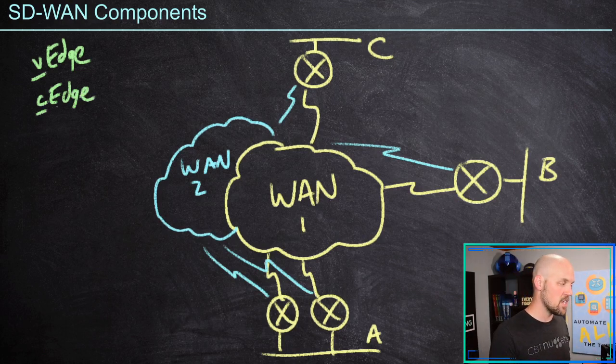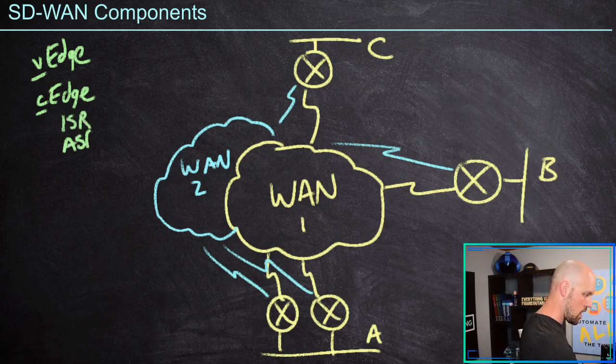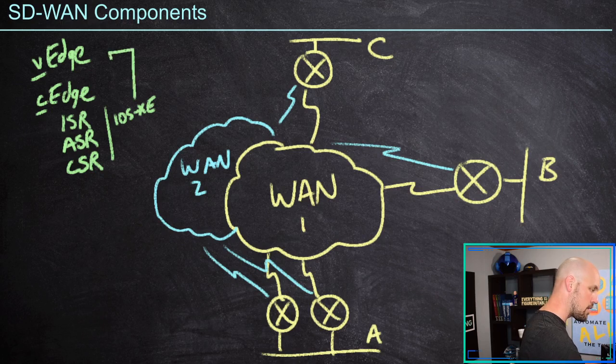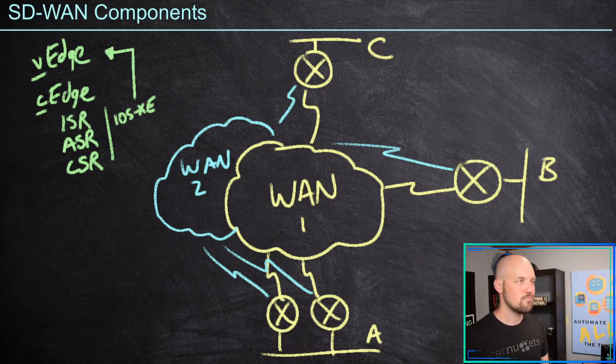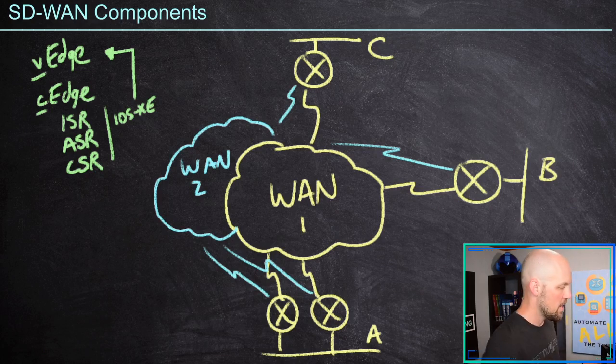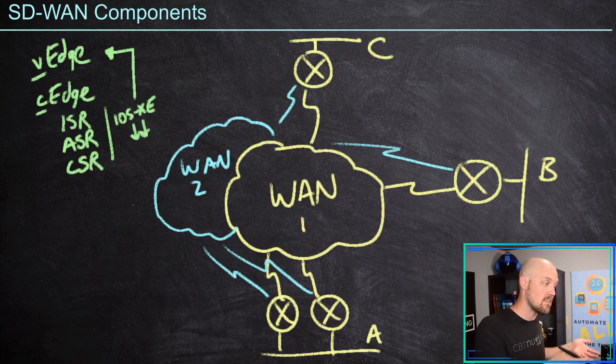So the cEdge is basically an ISR, an ASR, or a CSR that is running an IOS XE version that effectively runs all of the SD-WAN magic, I suppose. This is a dumbed down version of IOS XE. We are not logging in and configuring these cEdges like we would a traditional Cisco router, even though it could literally be the exact same hardware running right next to each other. For example, we might have two ASR 1Ks sitting right next to each other side by side.